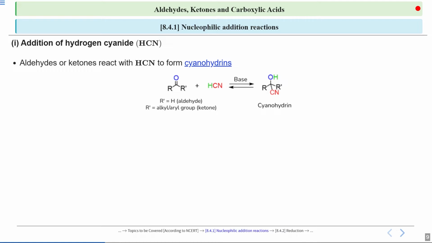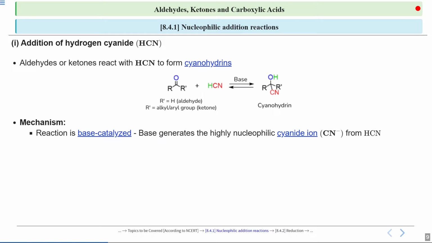When it reacts with hydrogen cyanide, which is HCN, in the presence of a base, you see it forms a cyanohydrin. That is, the CN gets attached to this carbon. Okay, and the hybridization is changing from sp2 to sp3. So the nucleophile gets attached to this carbon. Now we will look at the mechanism of how this is happening.